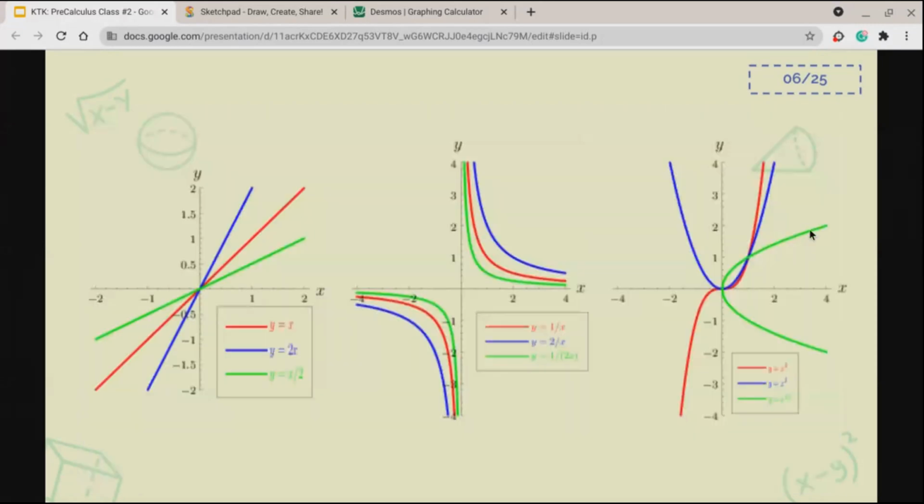We also have this, which is another representation of our power functions, with our straight lines y equals x, y equals 2x, and y equals x by 2, showing us all these various transformations on these functions. In the second picture, we have our rational functions, 1 by x, 2 by x, and 1 by 2x. And in the last one, we have x to the power 1, x to the power 2, and then x to the power 1 by 3.